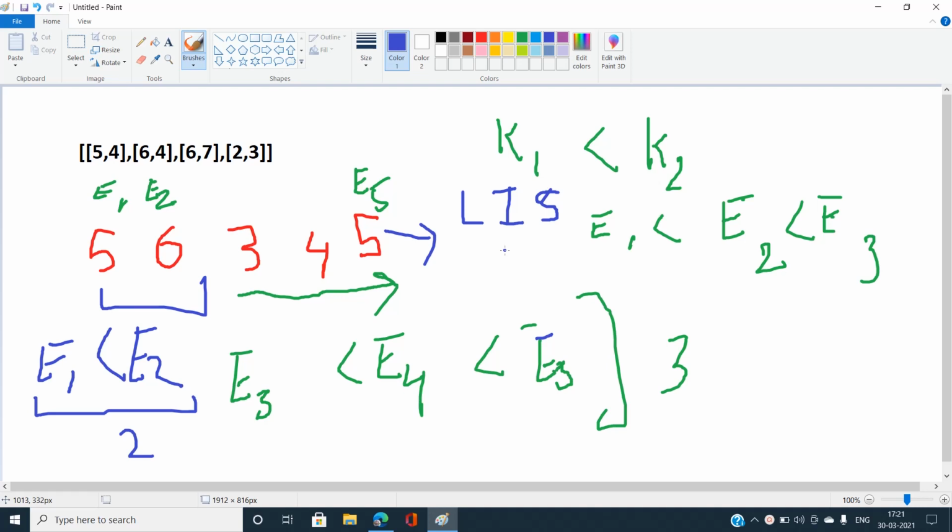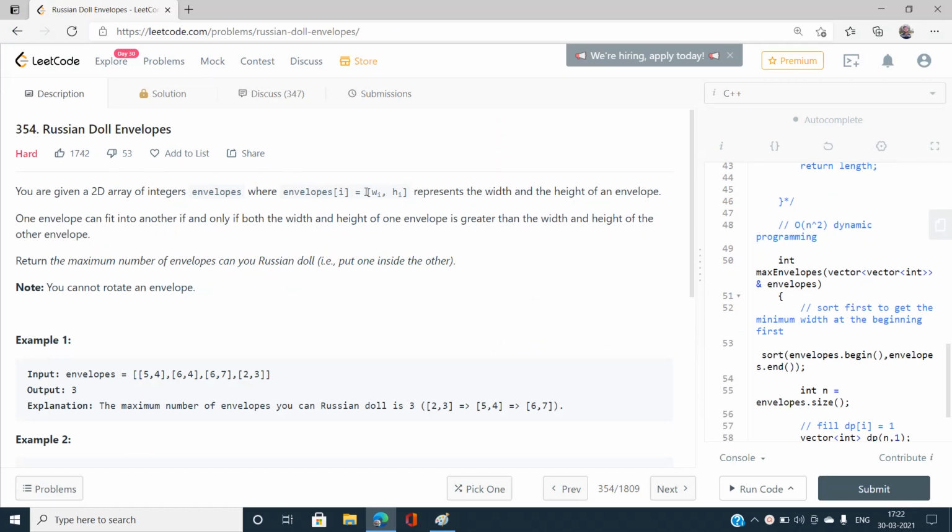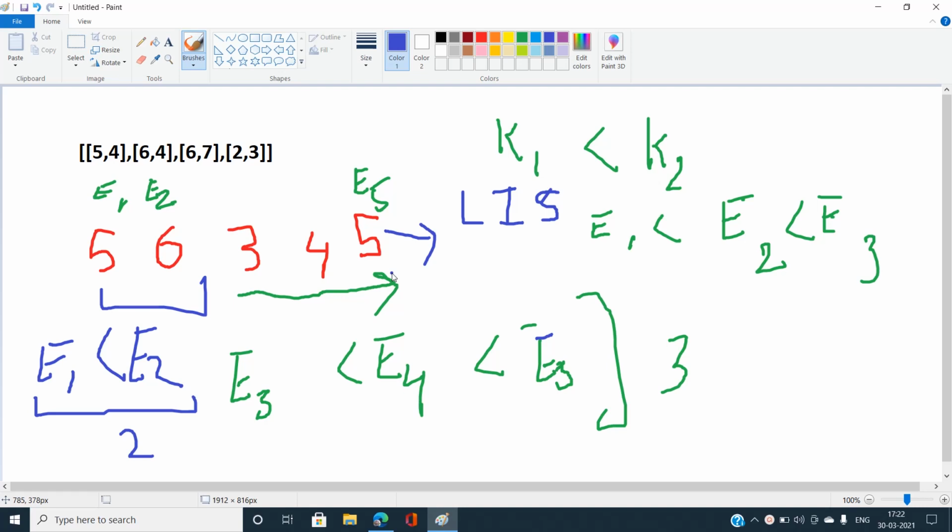Okay, but what is given in this problem? This problem defines that for every particular envelope we have two keys, width and height. So how are we going to do that? It is simple: this problem is a modification, or you can say an application, of the classical problem, and it can be easily done with that also by doing some cool tricks. So what is that cool trick? So let's understand this now. Okay, so let me erase this stuff now.